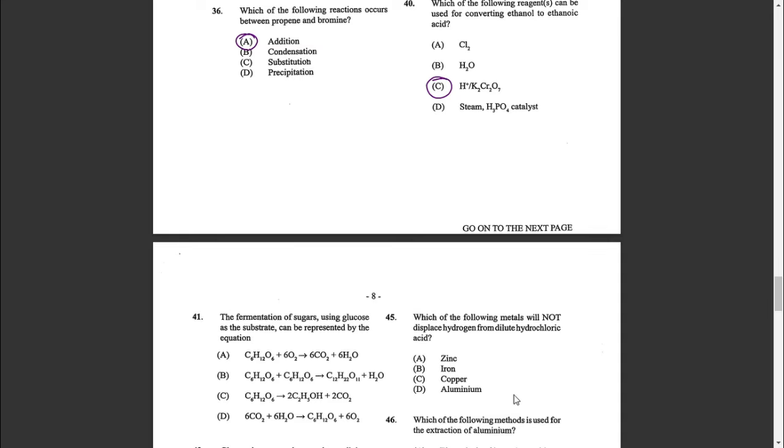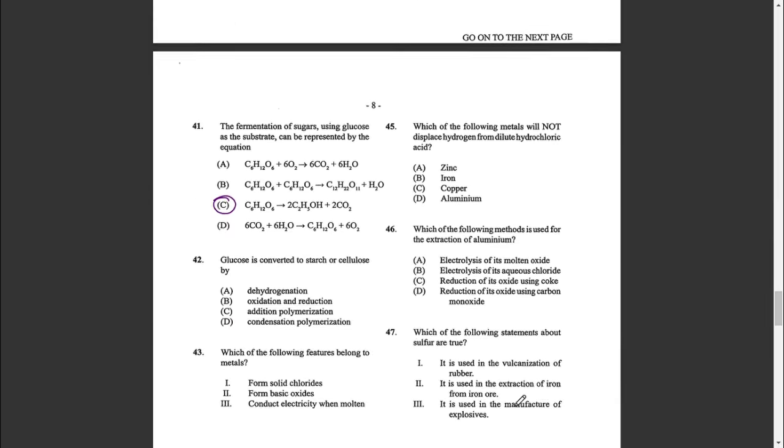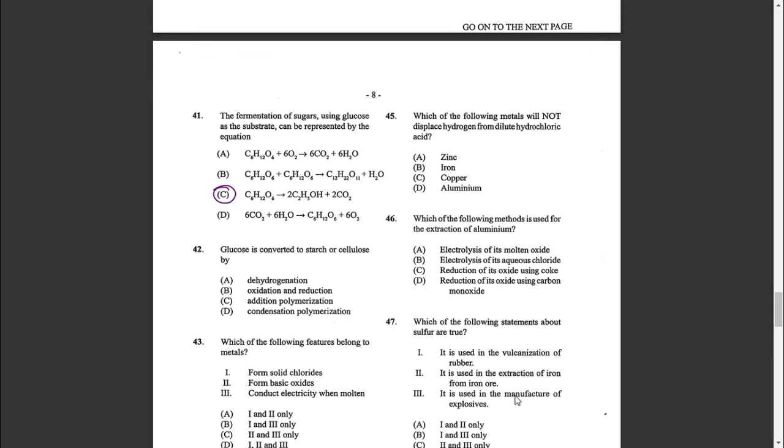41. The fermentation of sugars using glucose as the substrate can be represented by the equation C6H12O6, anaerobically producing ethanol and carbon dioxide. Yeast anaerobically ferments the sugar, the glucose right here, to produce ethanol and carbon dioxide. 42. Glucose is converted to starch or cellulose by.